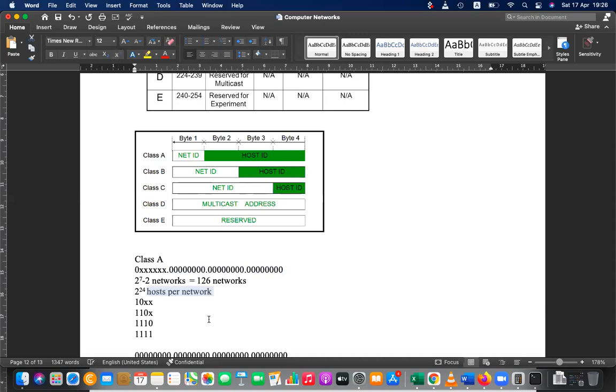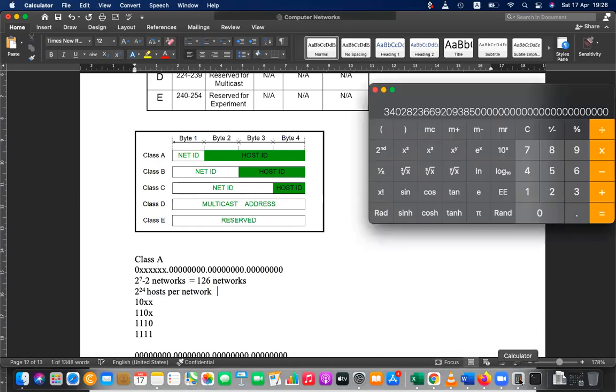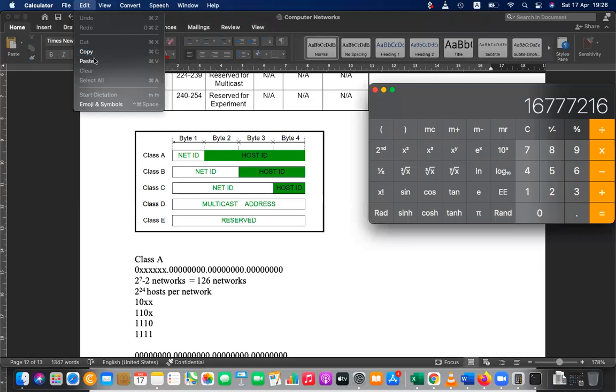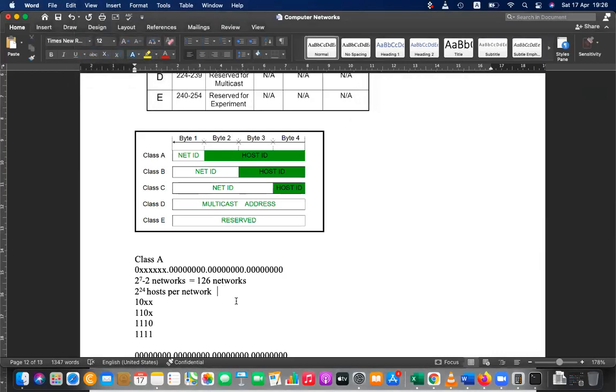So you can just calculate and see what the value is. Let's calculate that. 2 to the power 24 is this number of hosts. Hosts per network. Again, you have to subtract 2 from this.